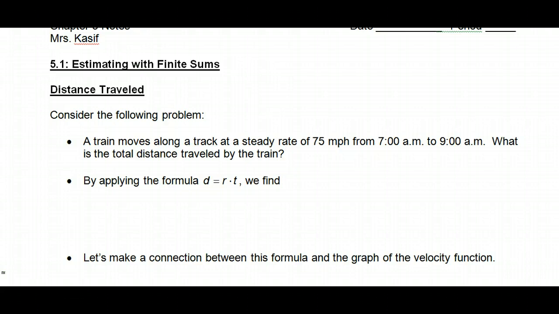The first one being distance traveled. So consider the following problem. A train moves along a track at a steady rate of 75 miles per hour. Again, it's steady, so that means it's a constant rate. And it's going to be traveling from 7 a.m. to 9 a.m. So what is the total distance traveled by the train?